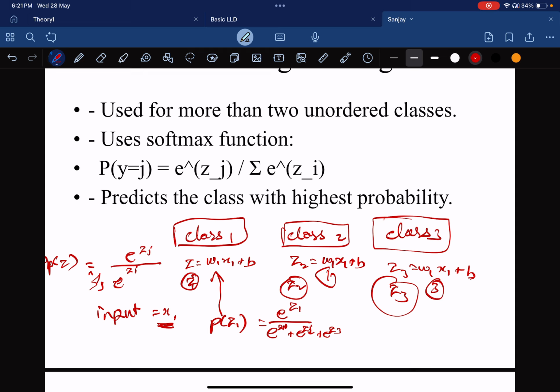In this also, the sum of the probabilities of each class is always equal to 1. And the data goes into the class which has the highest probability. For example, p of z1 is equal to 0.6, p of z2 equals 0.2, and p of z3 equals 0.2. In this case, x1 belongs to class 1 because class 1 has the highest probability.